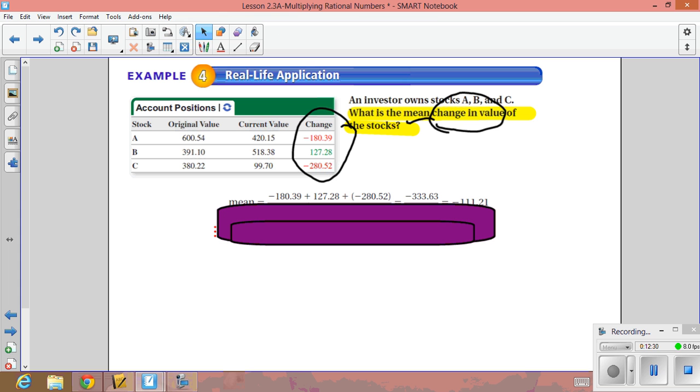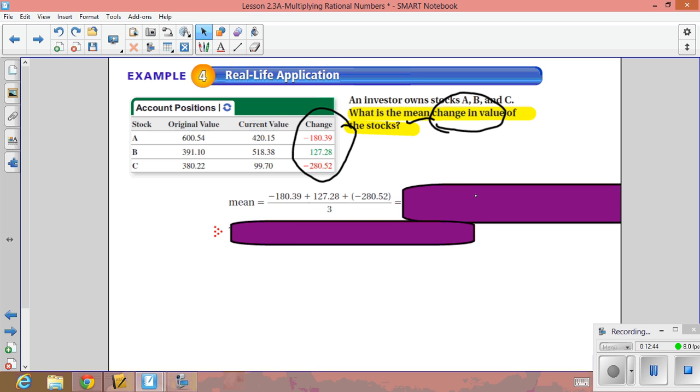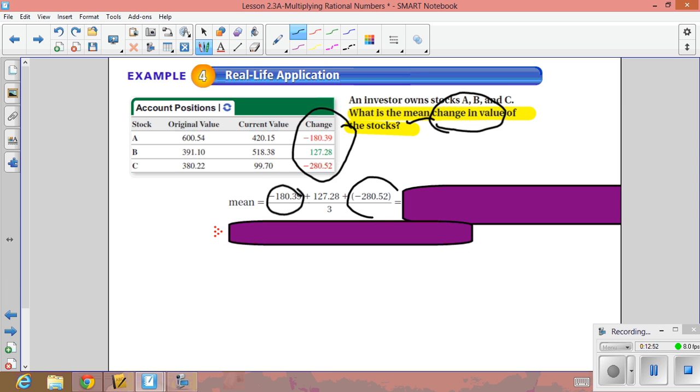So we're going to take a look at negative $180.39 plus $127.28 plus negative $280.52. So with all that, I'm going to show you live how to add all these. What I like to do is take the 2 negative numbers and add them up.